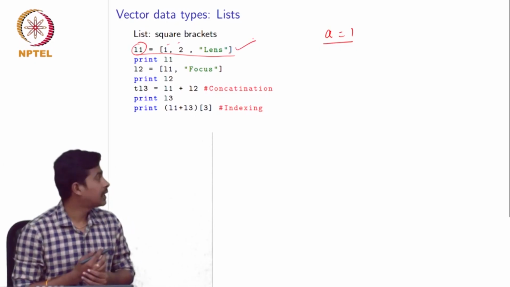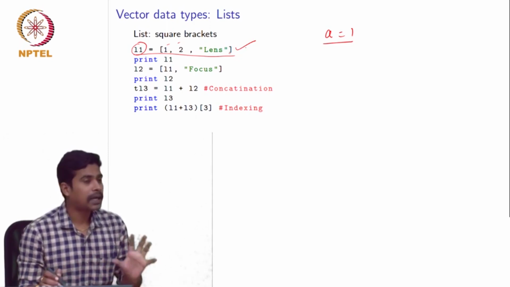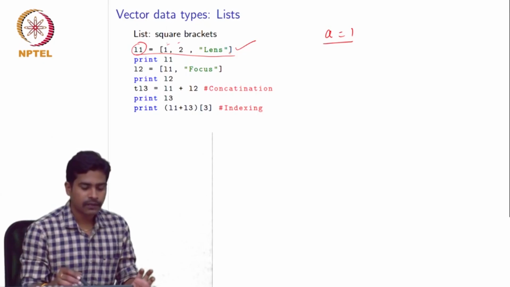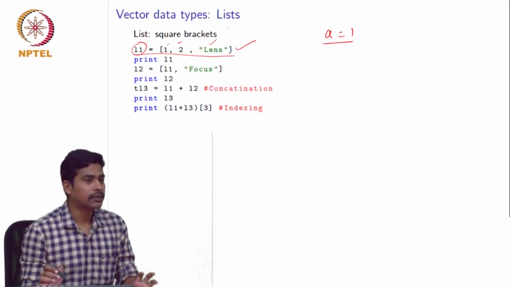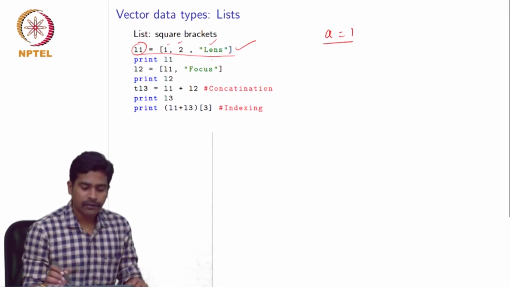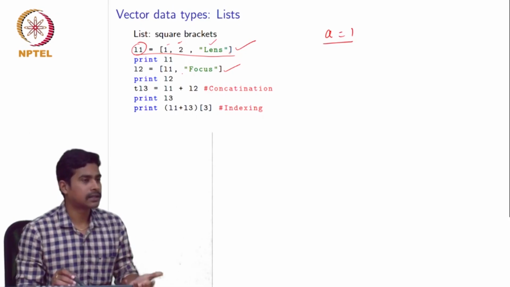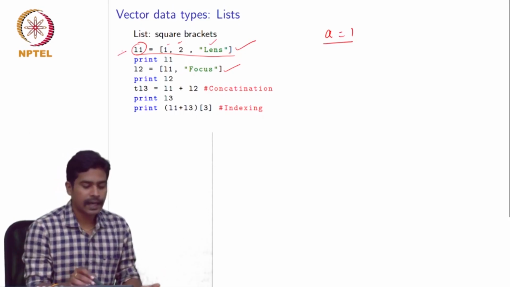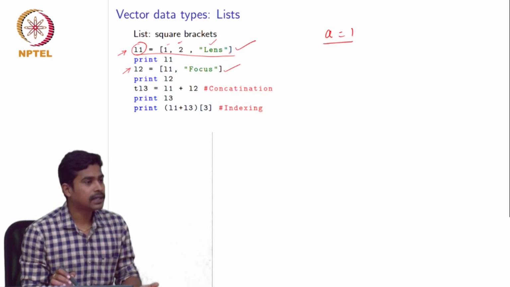Unlike the arrays and lists in C or Java programming, the Python list can store multiple data types. If you see, the first value and second value are integers, and the third value is a string value. Okay, and if you see the second statement here, a list also can store another list. So here we have declared L1 as a list. In the second list L2, the first element is L1 itself, and the second element is a string.